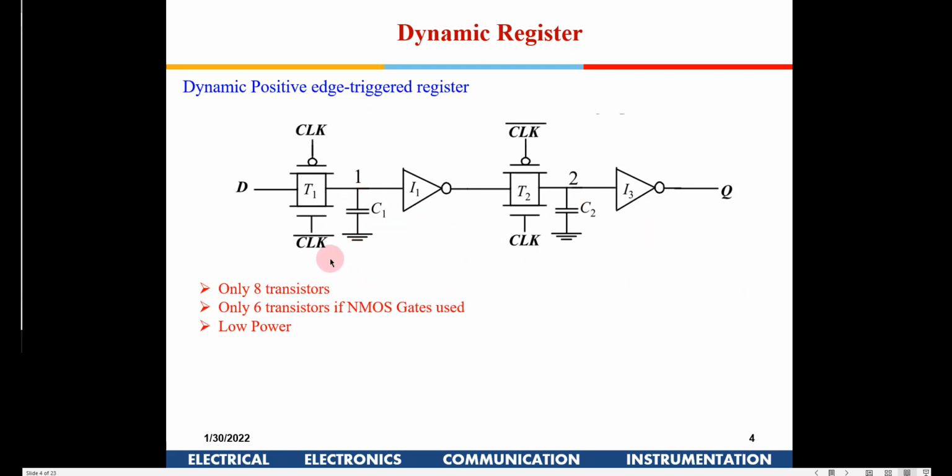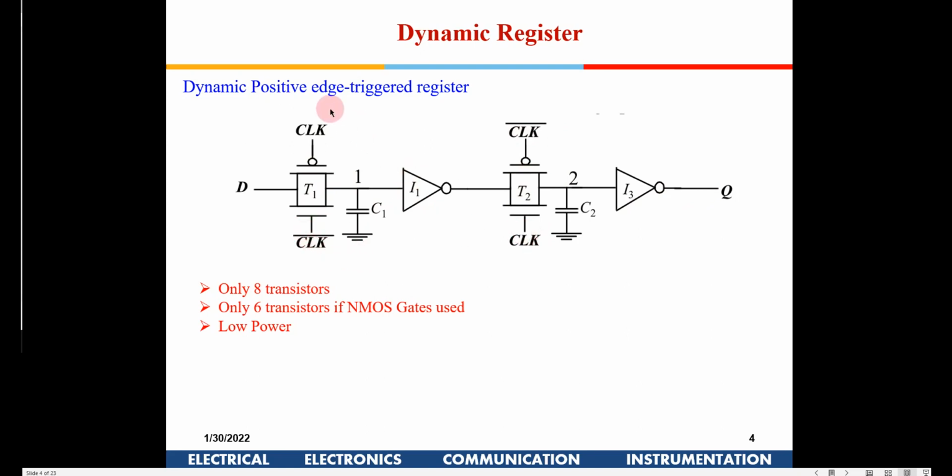So this is the first kind of dynamic register which we are going to study today. It is just two simple inverters which are connected through two transmission gates.